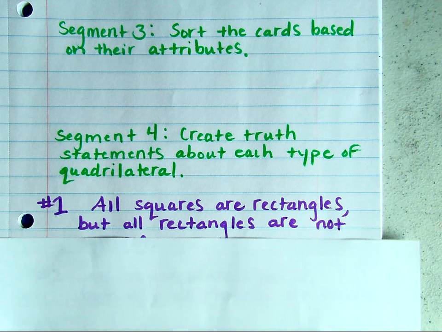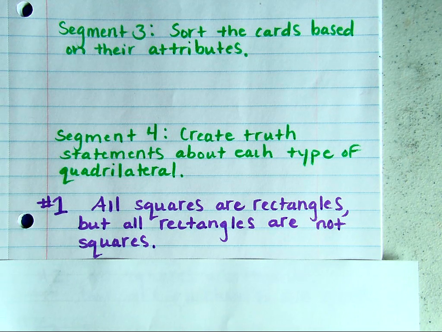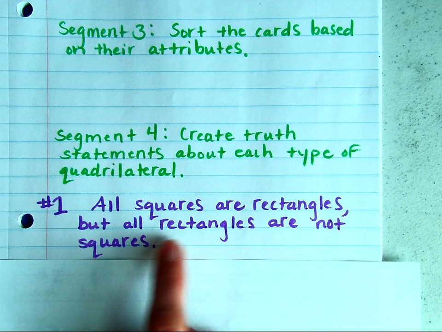All squares are rectangles, but all rectangles are not squares. So a square can be a rectangle because it's a parallelogram and it has 4 right angles. But all rectangles can't be a square because a square must have 4 equal sides as well as the 4 right angles and being a parallelogram.